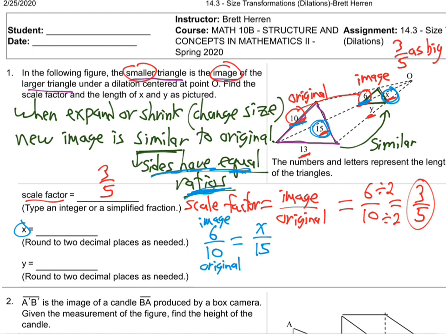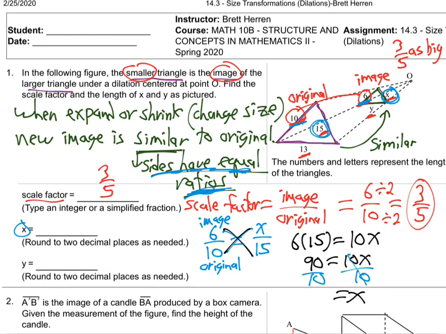How do we solve for x? Cross multiply, diagonal, diagonal, and that'll give us 6 times 15 is equal to 10 times x. Just diagonal, diagonal, and that's what? 90 is 10x. Last step to solve for x, divide by 10. Boom. So what does x have to equal? X has to be 9, doesn't it? X is 9. Now it's the same thing to solve for y.